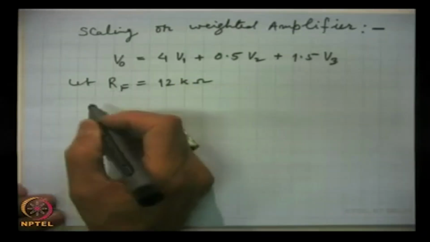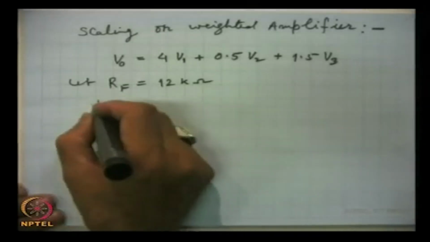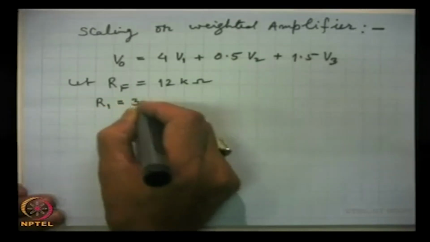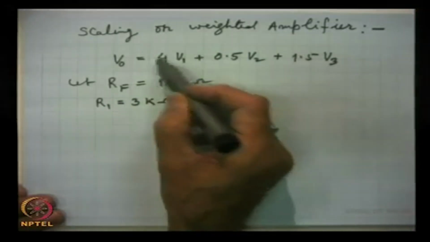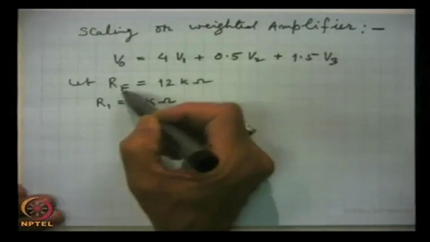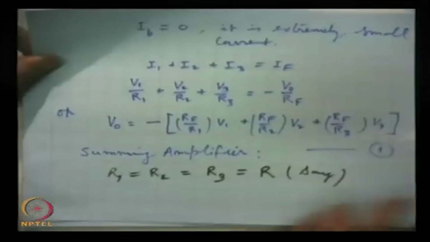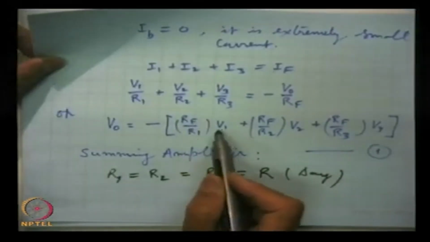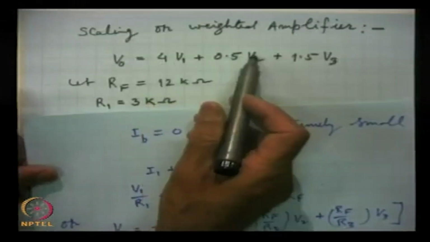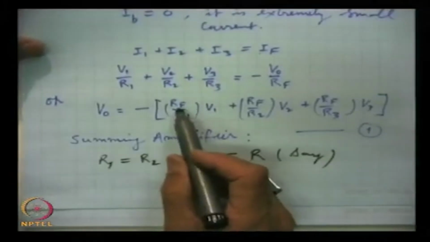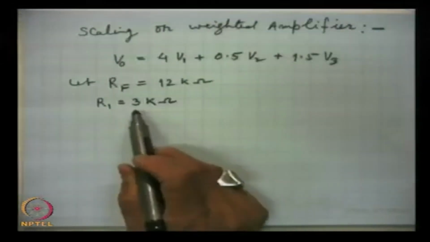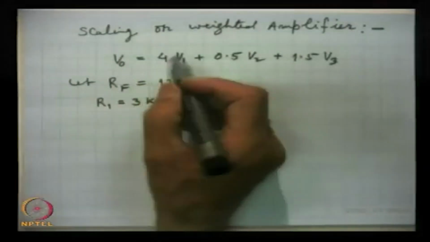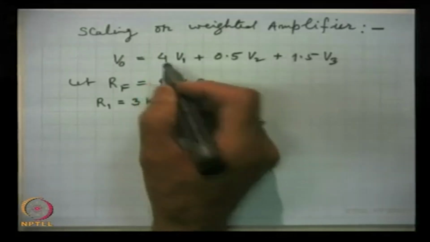Then we should choose R1 as 3 kilo ohms, so that this will be amplified by RF by R1. Look here, RF by R1 into V1. Here we want a factor of 4 according to the requirement, and if we choose RF at 12 kilo ohms, then R1 necessarily we will have to take at 3, so that a factor of 4 comes.